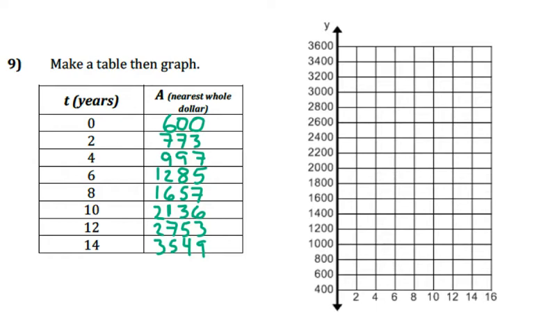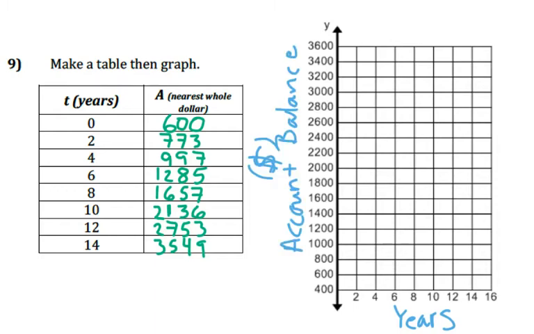So now we're going to go ahead and graph these points. Remember to label your axes first, so our x-axis will label years, and the y-axis will label our account balance in dollars. Now that we've labeled our axes, we're going to go ahead and plot our points, and our first point is 0, 600, so we're going to go on the y-axis and plot a point at 600. Now pause the video and finish the graph. Now your graph should look something like this. Now your points may be slightly different just because the scale on our y-axis is so large.